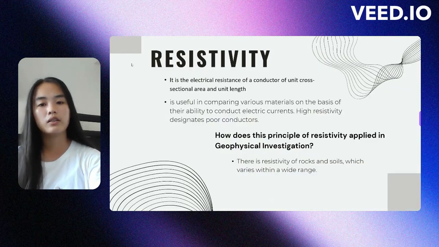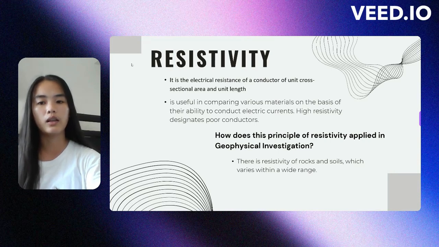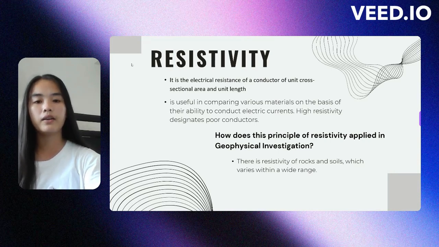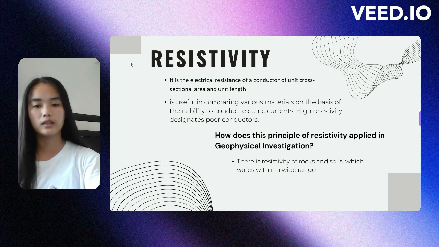Resistivity is the electrical resistance of a conductor of unit cross-sectional area and unit length. It is useful in comparing various materials on the basis of their ability to conduct electric currents.